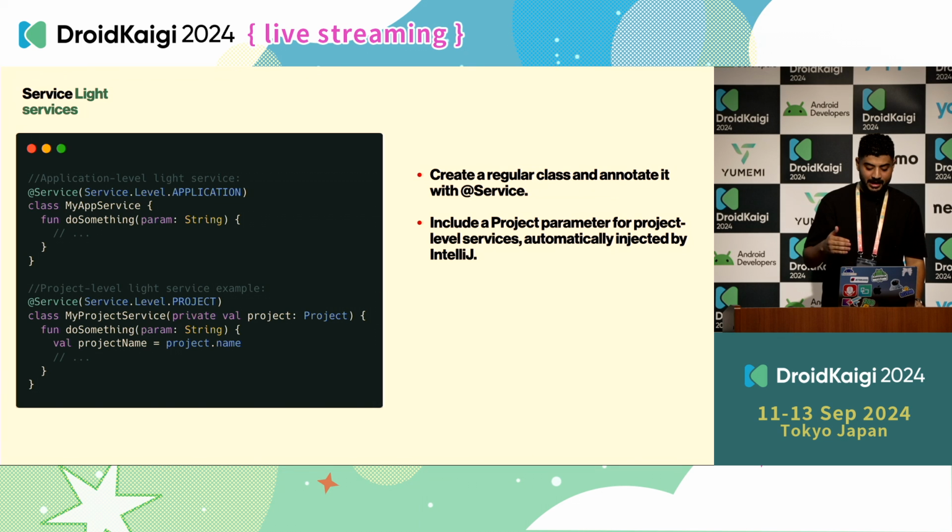Then let's talk about how to create and use these services. You start by creating a regular class and annotating it with @Service. If it's a project level service, you will need to include the project parameter in the constructor, which the IntelliJ platform will automatically inject. You don't need to do anything extra for this.